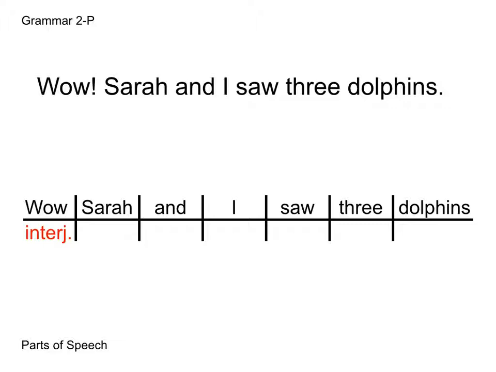We have Sarah, who is a noun. She is a person. Next we have and, which is a conjunction. I is a pronoun. It's renaming a person. We have saw, which is what Sarah and I are doing. So that is the verb. And then we have the word 3, which is an adjective for dolphins, which is a noun. So that is how you're going to dissect those and figure out the parts of speech for each.